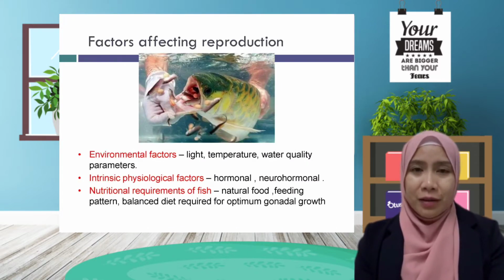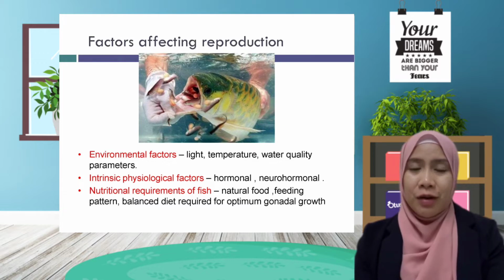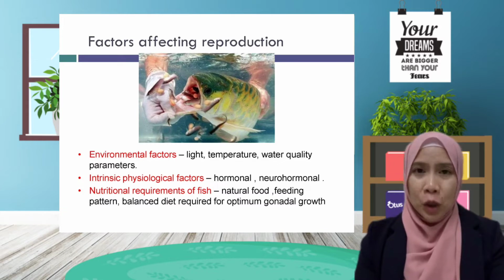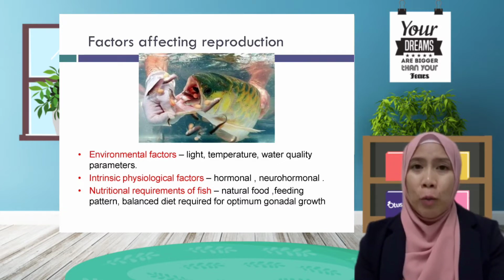There are several factors affecting reproduction. First, the environmental factors such as light, temperature, water quality parameters, and etc. The second factor is intrinsic physiological factors such as hormonal and neurohormonal. The third factor is the nutritional requirements of fish. These include natural food, feeding pattern, and balanced diet required for optimal gonadal growth.